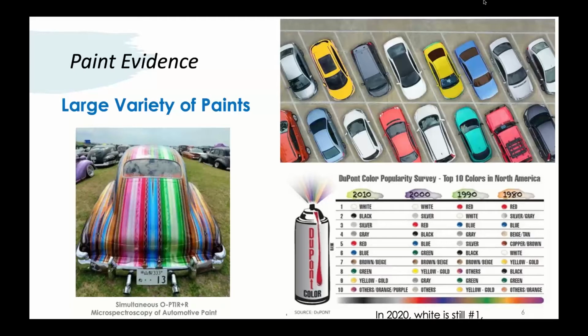Also, the population of paints vary. These variations can most notably be seen by looking at different colors over time. Believe it or not, in the 1970s, one of the most popular car colors was brown. Then in the 1980s and 90s, the most popular automotive paint color was red, but over the last 20 years, it has been white.